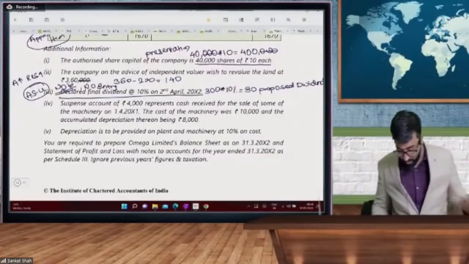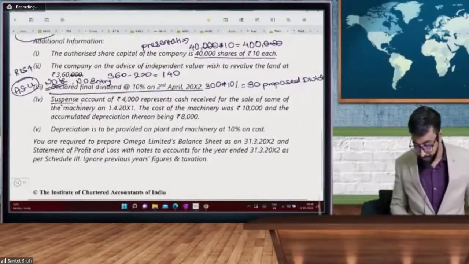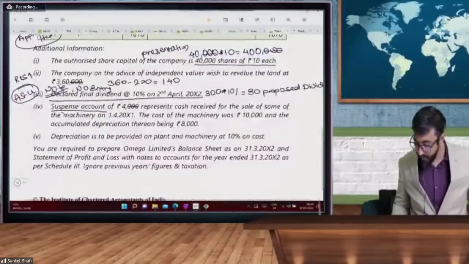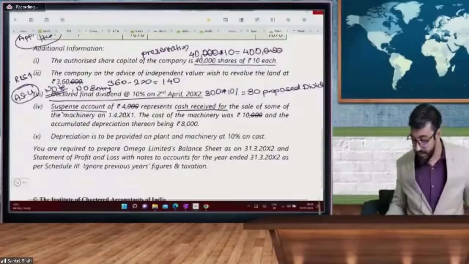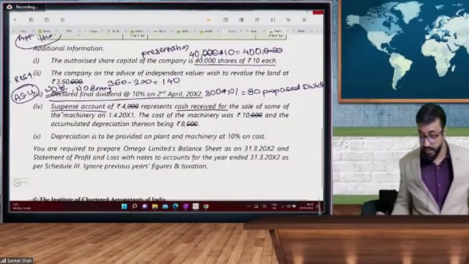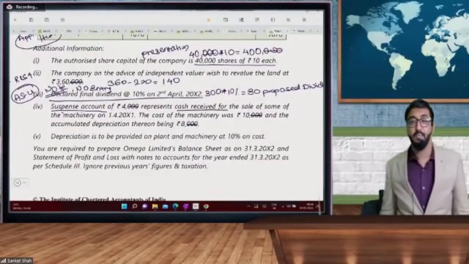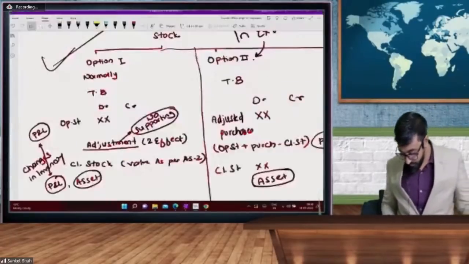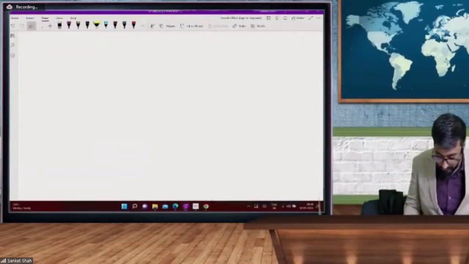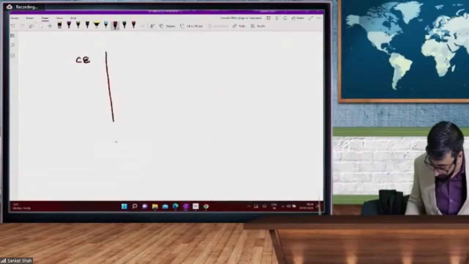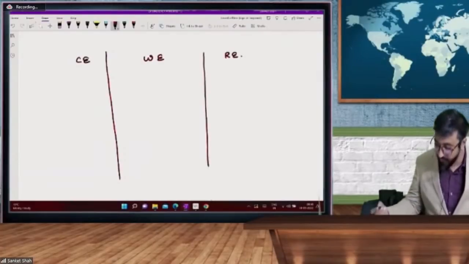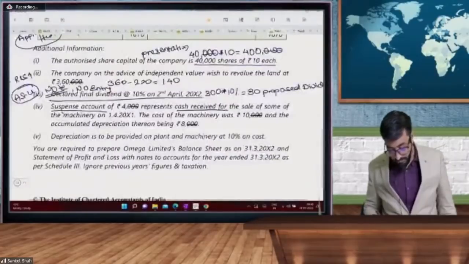Very good. Now suspense account. Suspense account 4,000. Now see this 4,000. It represents cash received for sale of some machinery. Cost of the machinery 10,000 and till today accumulated depreciation 8,000. So can you tell me what is the correct entry? What is the wrong entry? Yes. Correct entry. Wrong entry. Rectification entry. So waiting for 1 minute.